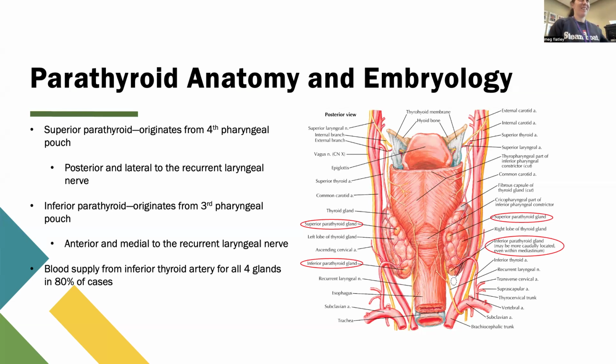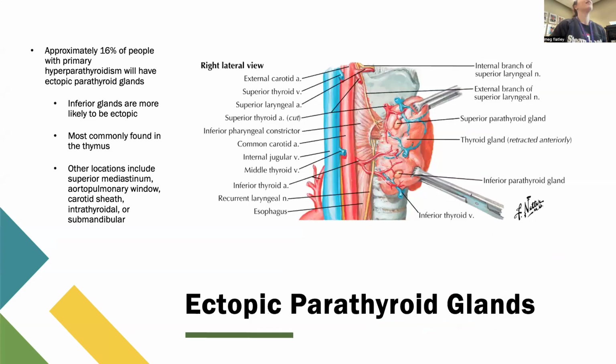Who can tell me the blood supply that's up there for the parathyroid glands? Yes. In 80% of cases, the blood supply for all four of the glands comes from the inferior thyroid artery. So ectopic parathyroid glands are also very commonly tested. About 16% of people with primary hyperparathyroidism will have an ectopic gland. The inferior glands are more likely to be ectopic, like we said, because they have to travel further, and they are most commonly found in the thymus, which is also associated with the third pharyngeal pouch. Some other common locations are the retroesophageal space, the carotid sheath, and intrathyroidal, which is more common for the inferior.